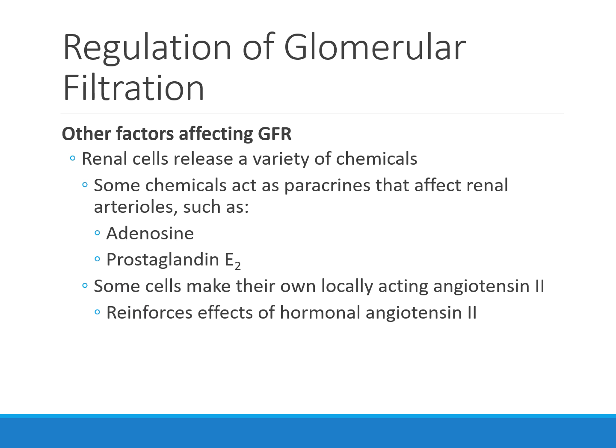So there are some other factors that affect your GFR. The renal cells release a variety of different chemicals. Some of those chemicals can act as paracrines, which are local chemicals that affect the renal arterioles. Some examples of those chemicals are adenosine and prostaglandin E2. Some cells make their own locally acting angiotensin 2. This reinforces the effects of the hormonal angiotensin 2.